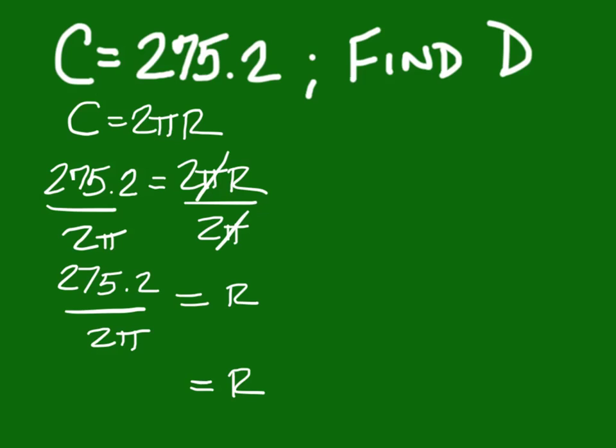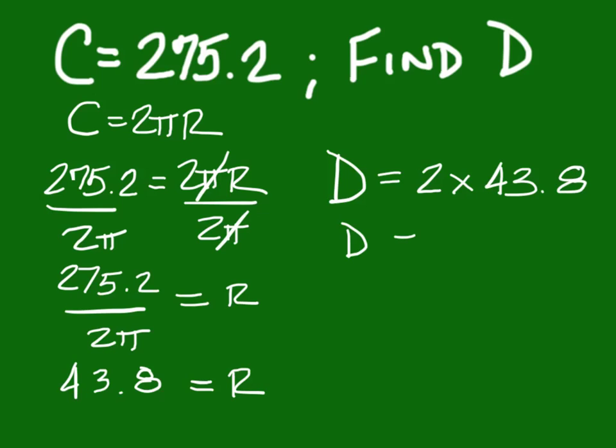You'll need to do 275.2 and then divide, parentheses around 2 pi. And you should come up with 43.8, but you have to multiply that by 2 to get the diameter, which would be 87.6.